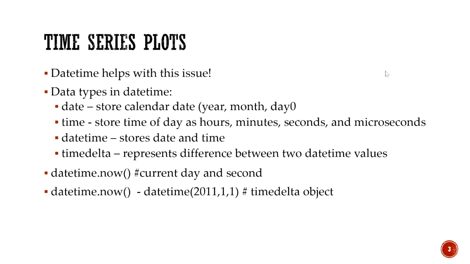So if you want to know the current day and second, you use datetime.now. Datetime.now minus a datetime date is a timedelta object. So it returns the time difference between two datetimes, right now and a specific date.